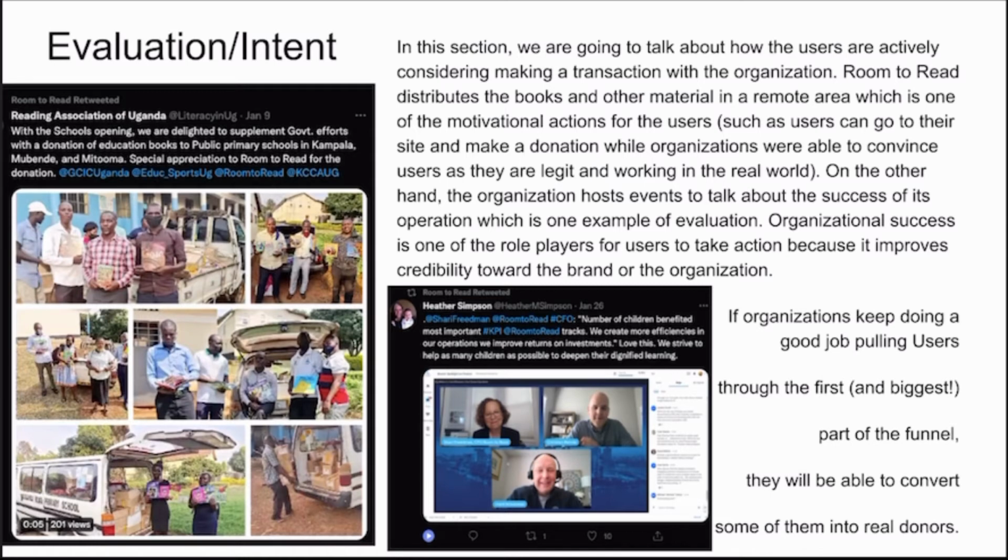On the other hand, the organization hosts events to talk about the success of its operations, which is one example of evaluation. Organizational success is one of the role players for users to take action because it proves credibility toward the brand or the organization. If organizations keep doing a good job pulling users through the first and biggest part of the funnel, they will be able to convert some of them into real donors.